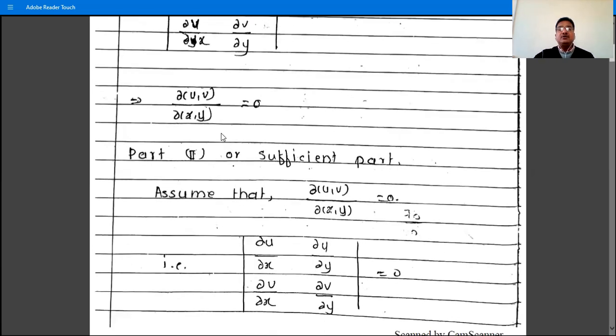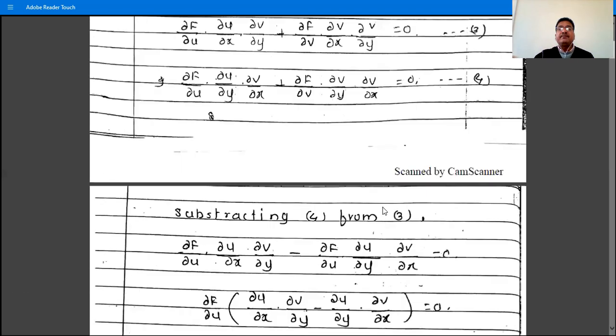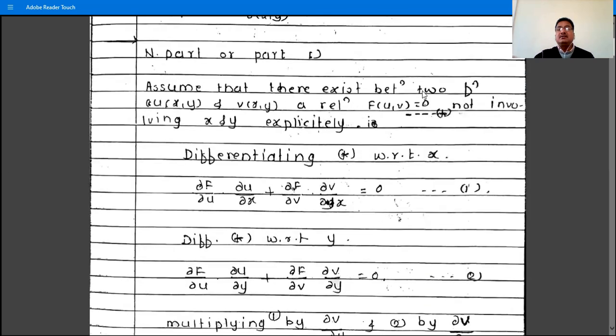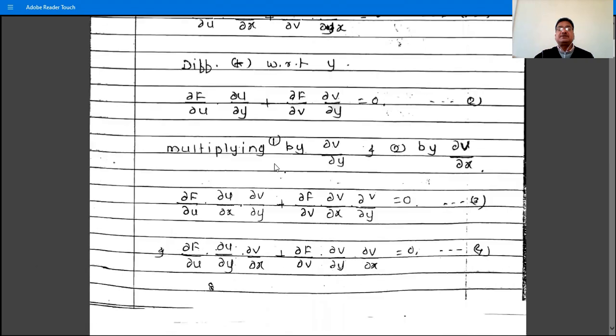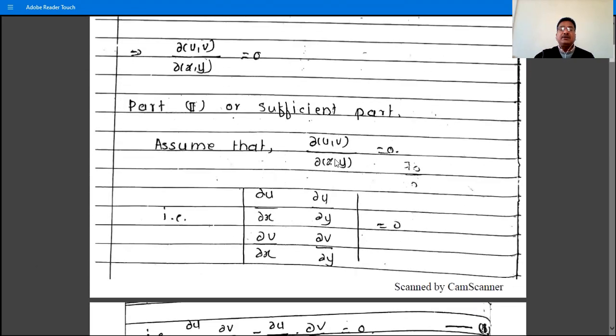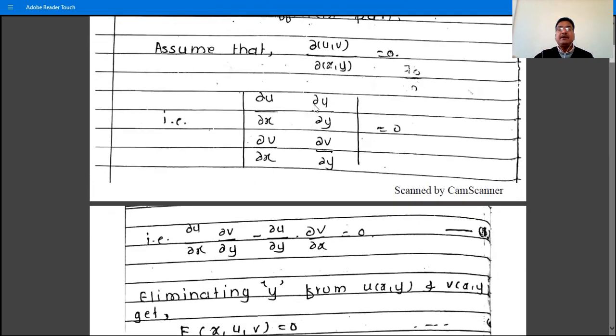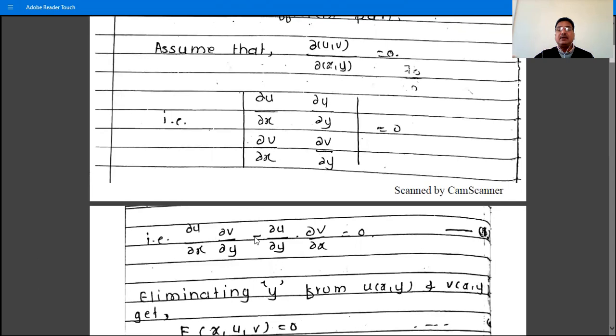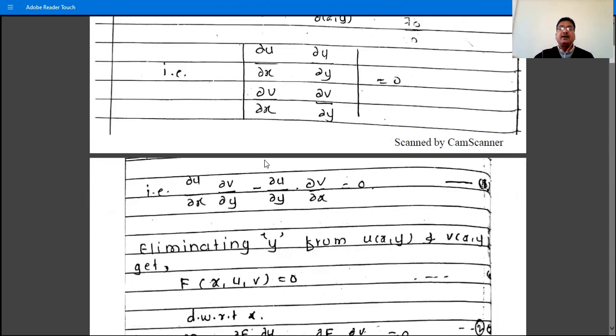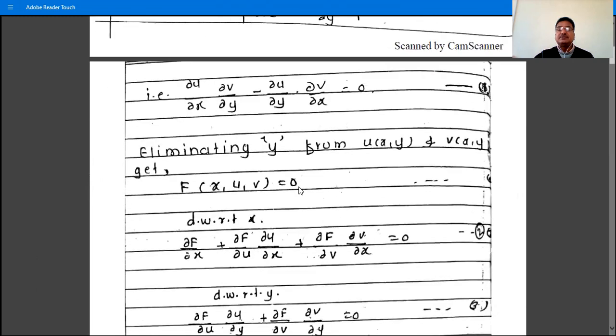And in the second part, assume that this Jacobian ∂(u,v)/∂(x,y) is 0, and we have to show that f(u,v) = 0 is a relation between u and v not involving x or y explicitly. Okay, so we assume that ∂(u,v)/∂(x,y) is equal to 0. This Jacobian is the determinant of [∂w/∂x, ∂w/∂y; ∂v/∂x, ∂v/∂y] equal to 0. Solve this determinant. We have ∂w/∂x ∂v/∂y − ∂w/∂y ∂v/∂x.